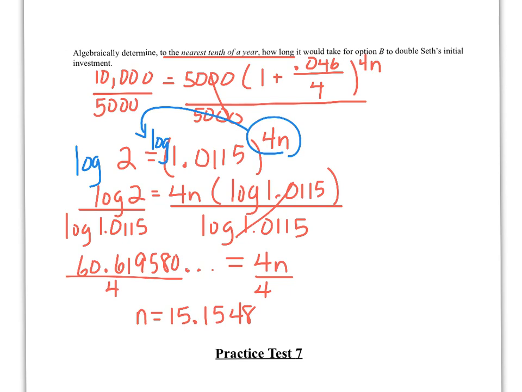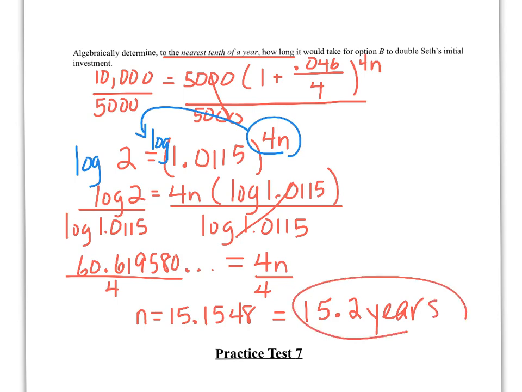It says determine to the nearest tenth of a year how long it would take for option B to double his initial investment. If we mathematically round this, what do we have to go to, the nearest tenth? We will end up with 15.2 years. There's your answer.